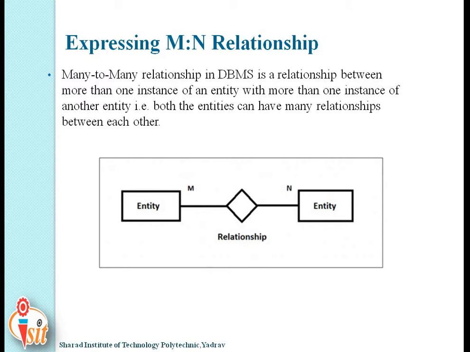Here you can see how to express a many to many relationship between different entities. Here is the representation of an M to N relationship, where entities are represented with the rectangle and the relationship is shown with the diamond, having a many to many relationship, that is M to N relationship.